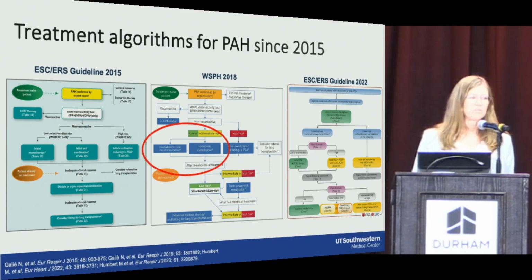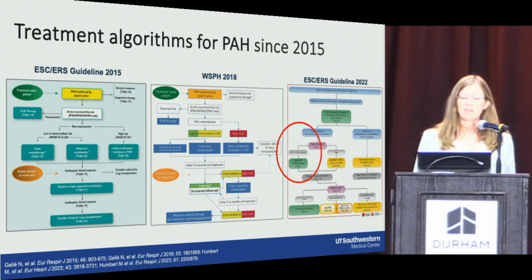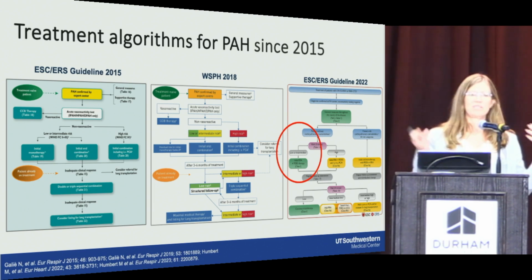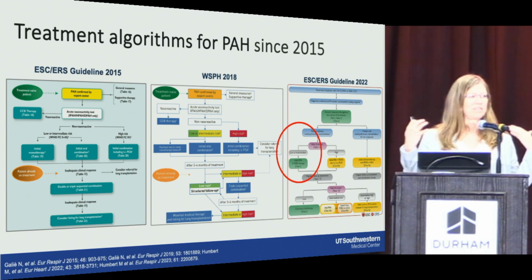By the World Symposium in 2018, we have the bigger box for combination therapy, and then off to the side, using a smaller font, is a residual role for monotherapy. They have a discussion in the paper about when one might consider that. And then finally, for the 2022 guideline, they get rid of the monotherapy arm, because this is for the PH patients without comorbidities, so the general algorithm is basically just to start upfront combination therapy.